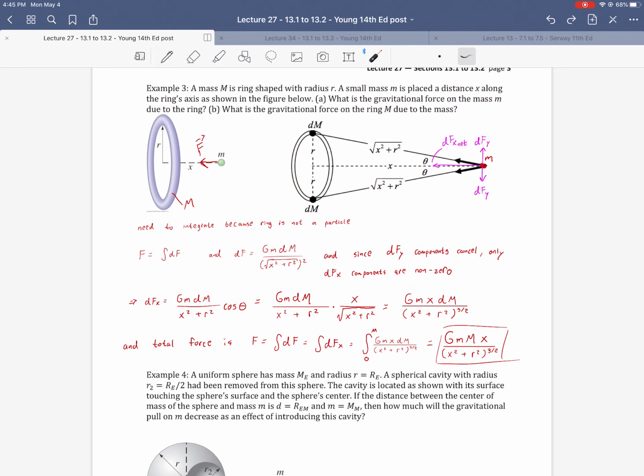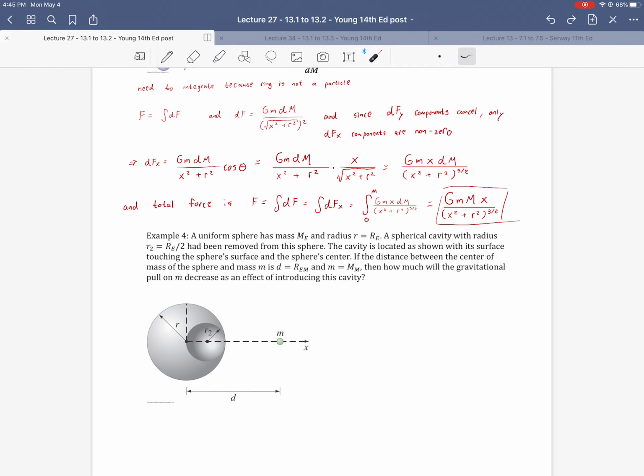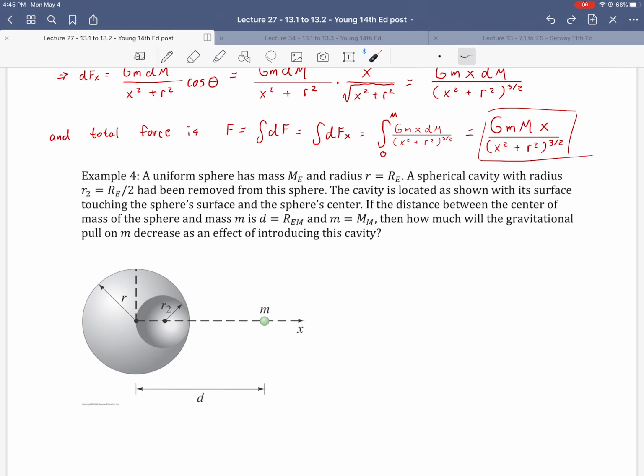So I haven't saved much for your practice from this first half of lecture 27, but I am going to go ahead and save example 4 if you want to give this one a try. This is another solid, and you can think about how you would approach this. There's a way to do this quite simply if you think about not having to integrate, but just think about how you can simplify the system.